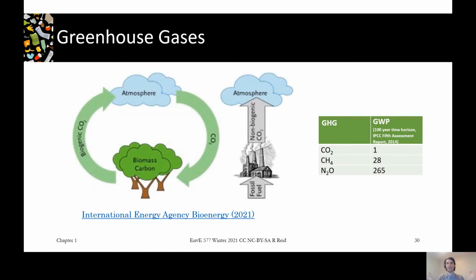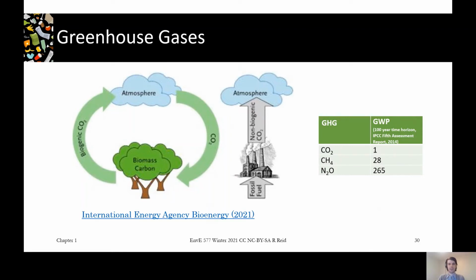But greenhouse gases, they aren't all the same. The first distinction is different greenhouse gases have different effects in the atmosphere, and that's quantified with a metric called the global warming potential, GWP. And that's usually measured relative to CO2.